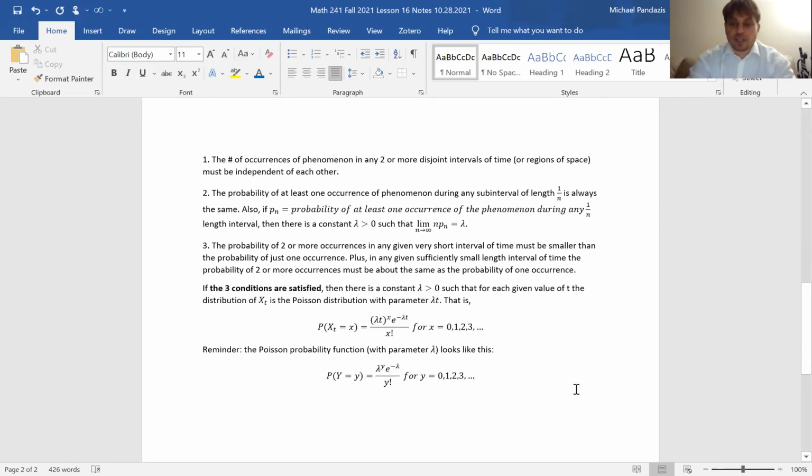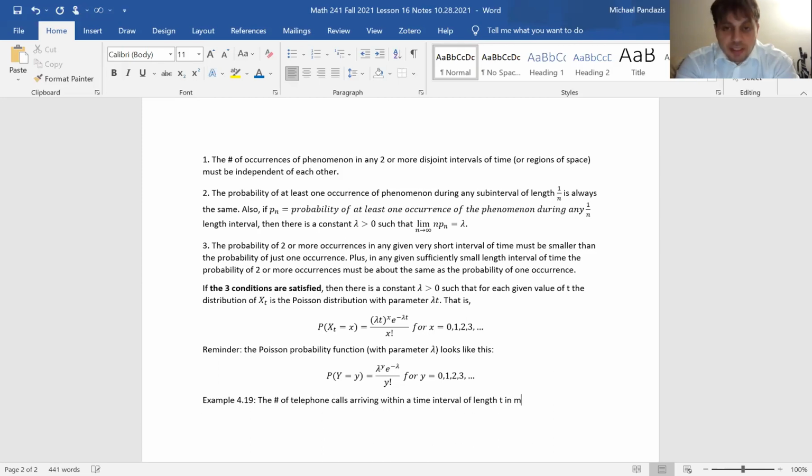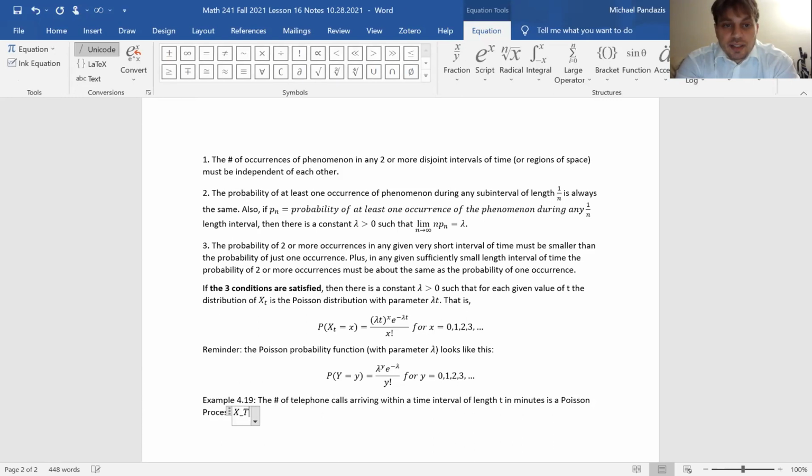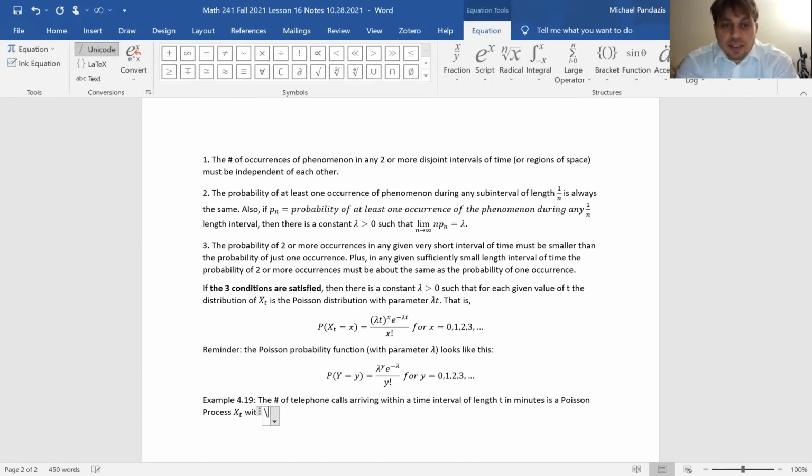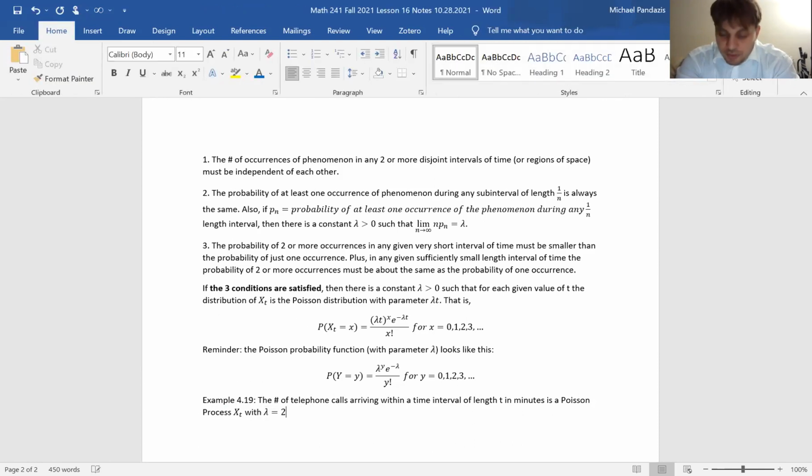Okay, so let's do an example. This is example 4.19. The number of telephone calls arriving within a time interval of length t in minutes is a Poisson process x of t with lambda equal to 2.